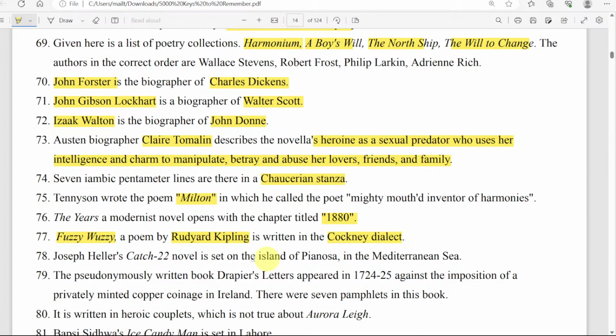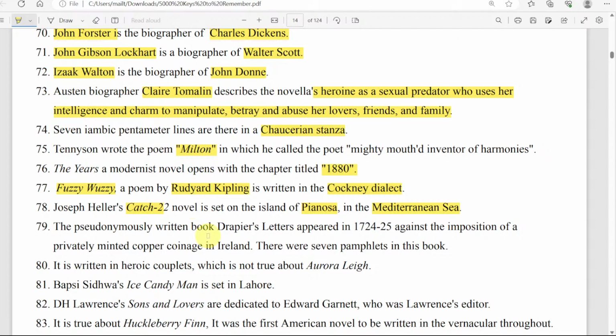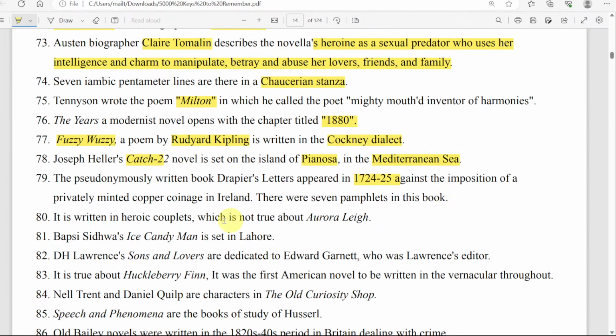Joseph Heller's Catch-22 is set on which island? Pianosa, which is in the Mediterranean Sea. The pseudonymously written book Drapier's Letters appeared in 1724-25 against the imposition of privately minted copper coins in Ireland, and there were seven pamphlets in the book. It is written in heroic couplet. What is actually not true about Aurora Leigh? So it was not written in heroic couplet.